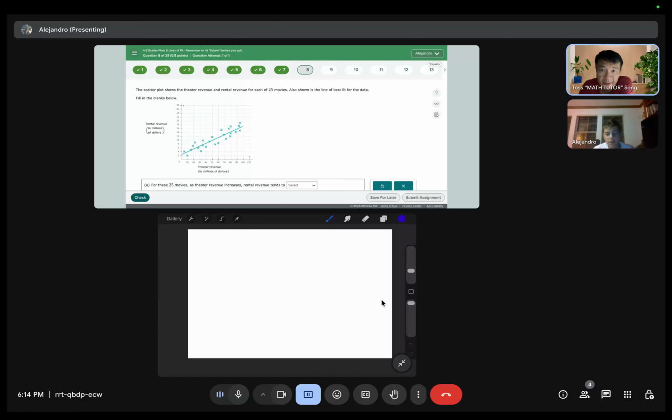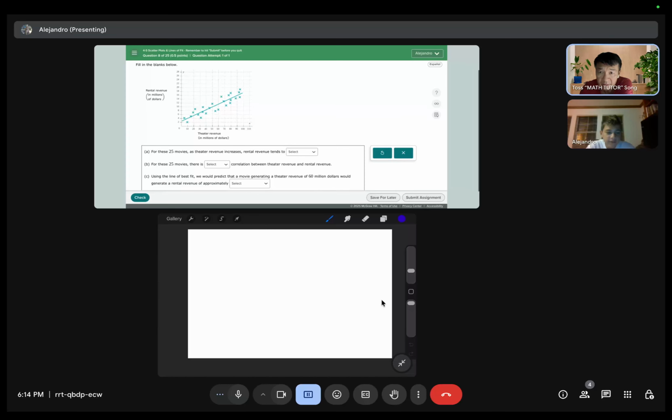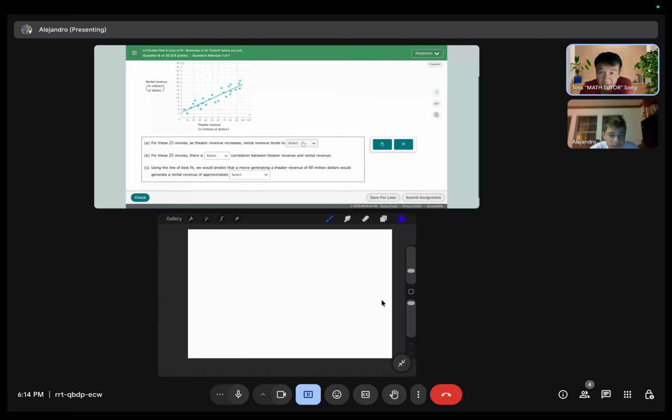So this is more like an application that you're doing for a linear y = mx + b, by the way. I think we're going to have to come up with one by looking at the graph, but we'll see. Okay, same idea, I think. Theater revenue increases, like the X increases, your rental increases. Yeah. Okay, and then this one will be positive correlation because it's going up.